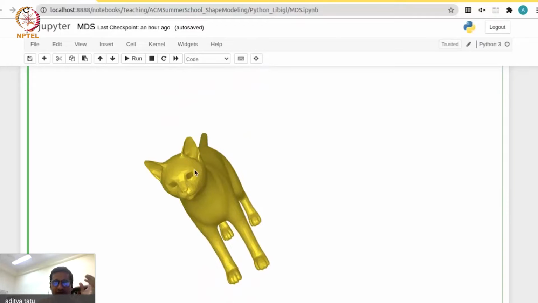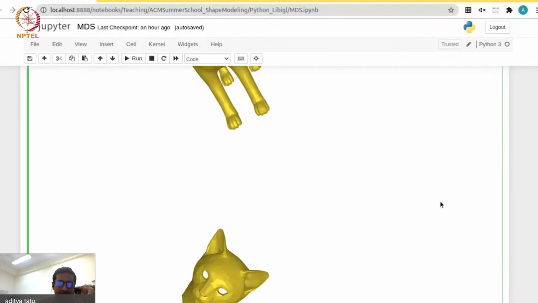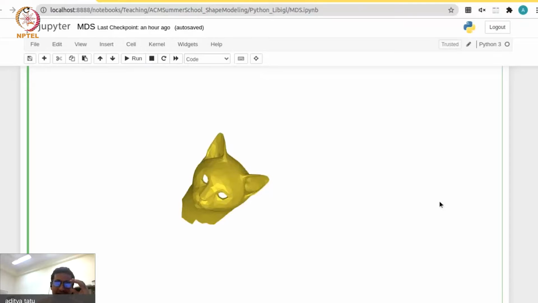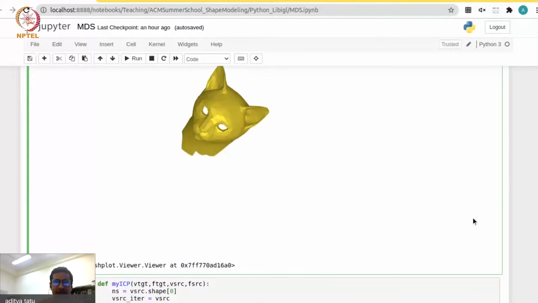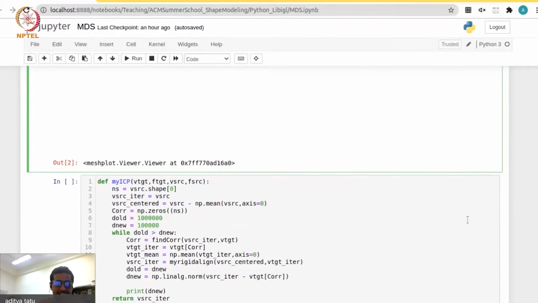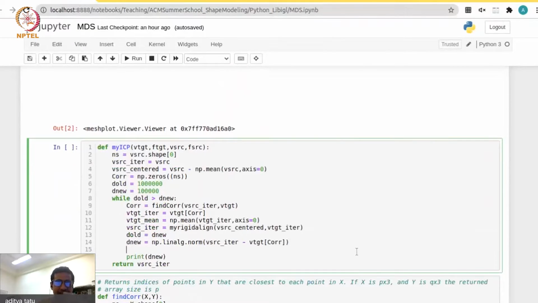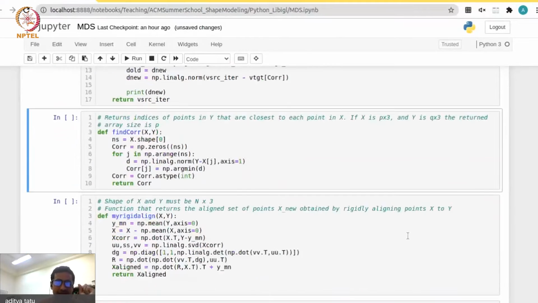It's of course the head of the CAT in this mesh, but I've also sort of artificially rotated it and translated it so that using ICP makes sense. If you wish, you can add some noise to the vertex positions of this particular mesh just to experiment more. Then, this is what basically you are supposed to write, this main ICP algorithm.